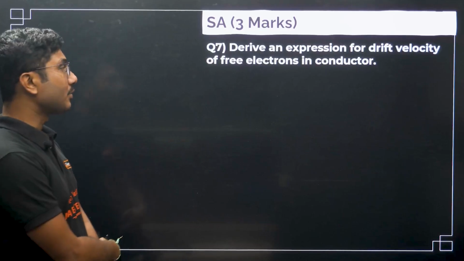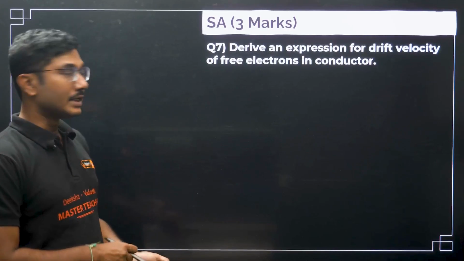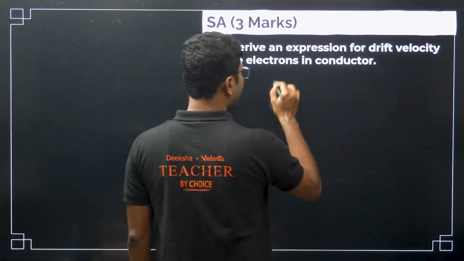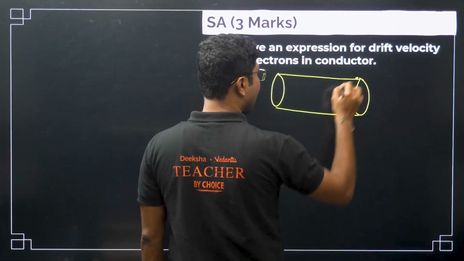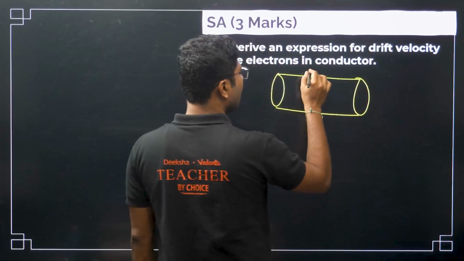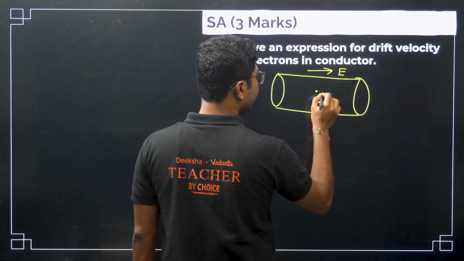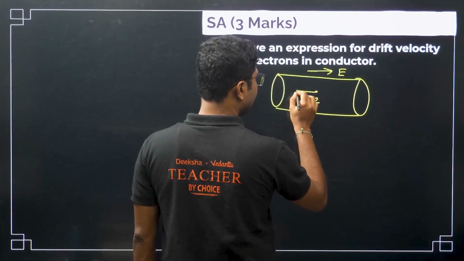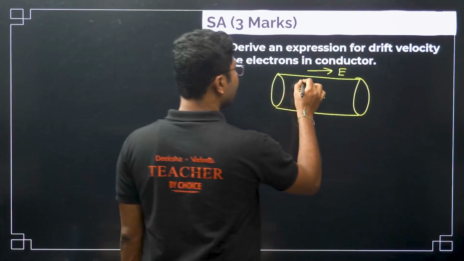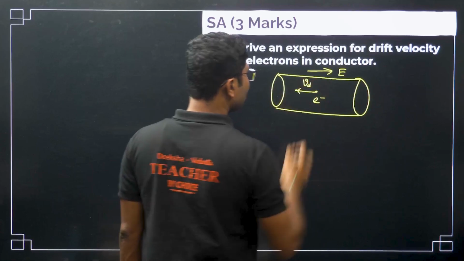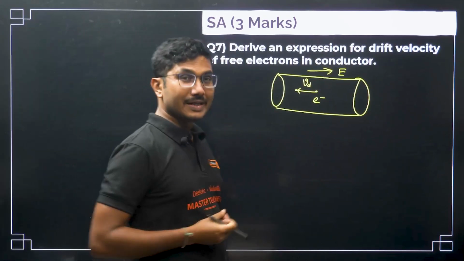Next, derive an expression for drift velocity of free electrons in a conductor. So here we have to derive the expression for drift velocity of free electrons in a conductor. This question generally does not come, but sometimes it might come. We have a conductor through which you have applied some electric field and electrons started to drift in the opposite direction. Okay, so you have to find what the velocity of this electron is when it is moving in this electric field. Now the derivation is actually very easy.